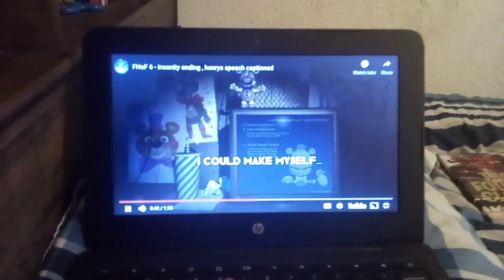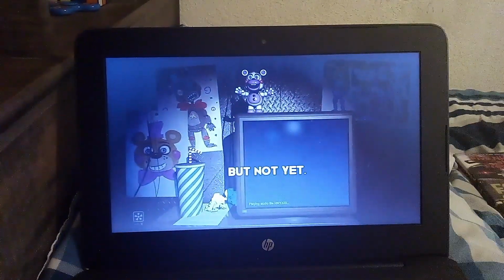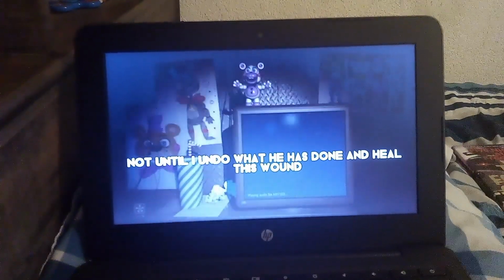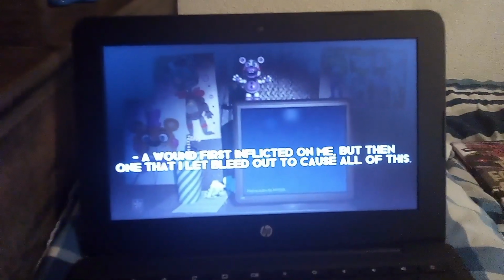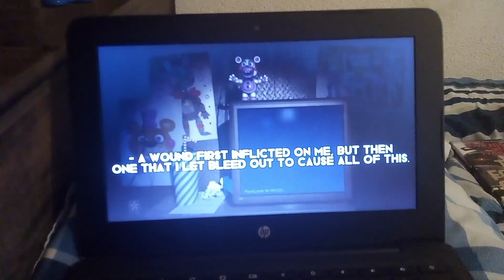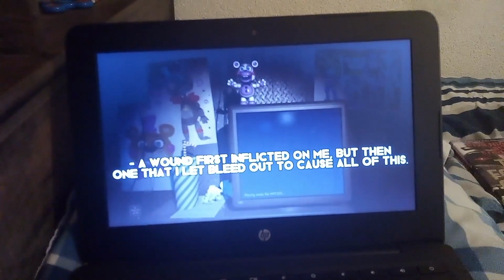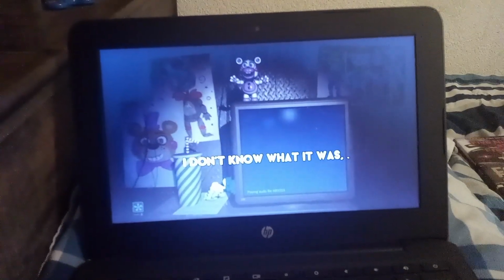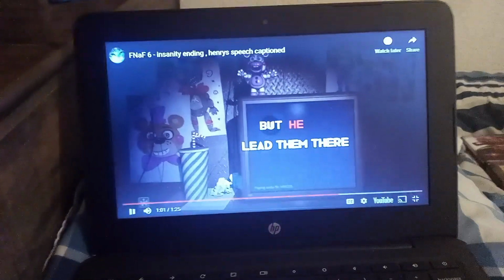I could make myself sleep, but not yet. Not until I undo what he has done and heal this wound. A wound first inflicted on me, but then one that I let bleed out to cause all of this. He set some kind of trap. I don't know what it was, but he led them there.